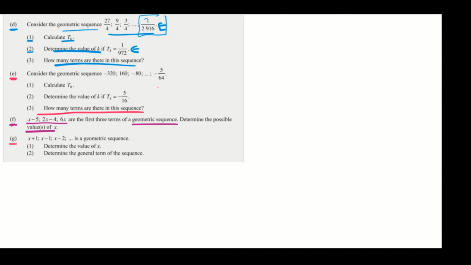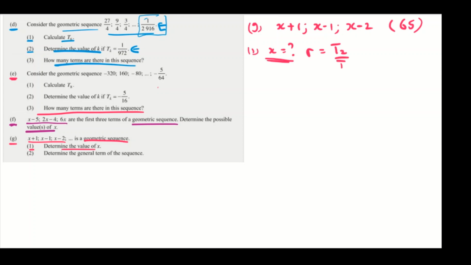Okay, so now we're going to do G, which we are given the sequence here, and you're told that it is a geometric sequence, and the first part of the question is to find the value of x. So G, given x plus 1, x minus 1, x minus 2, and this is a geometric sequence, and to find the value of x of this problem here, since it's a geometric sequence, we're going to use the common ratio, which is constant throughout. So it's going to be t2 over t1 is equal to t3 over t2. t2 is x minus 1 divided by t1, which is x plus 1, equals to t3, which is x minus 2, divided by t2, which is x minus 1.